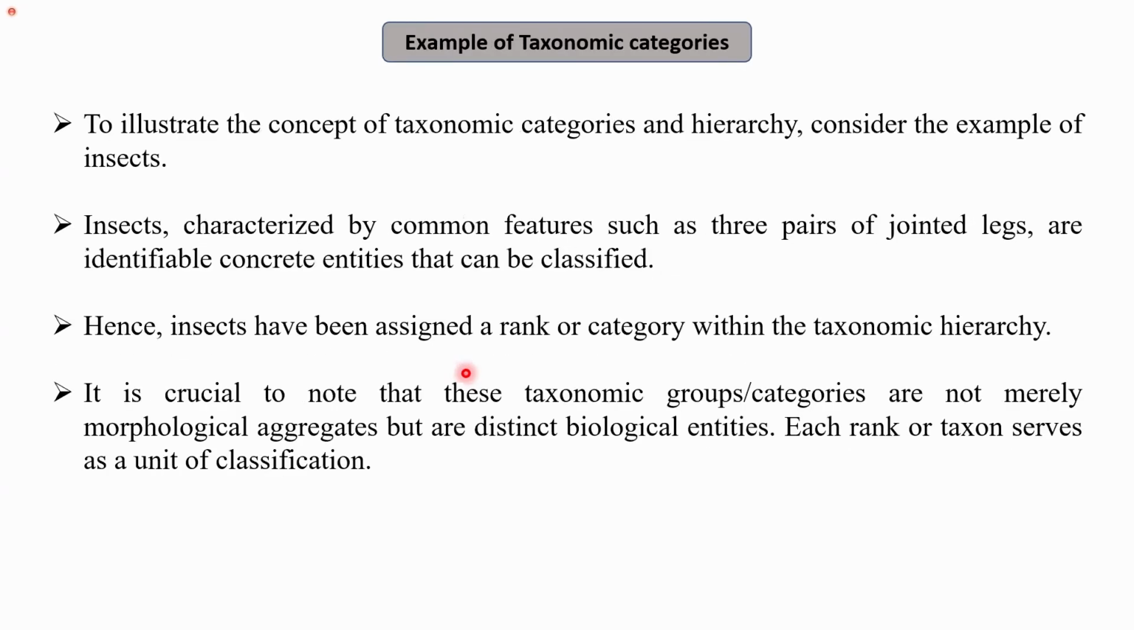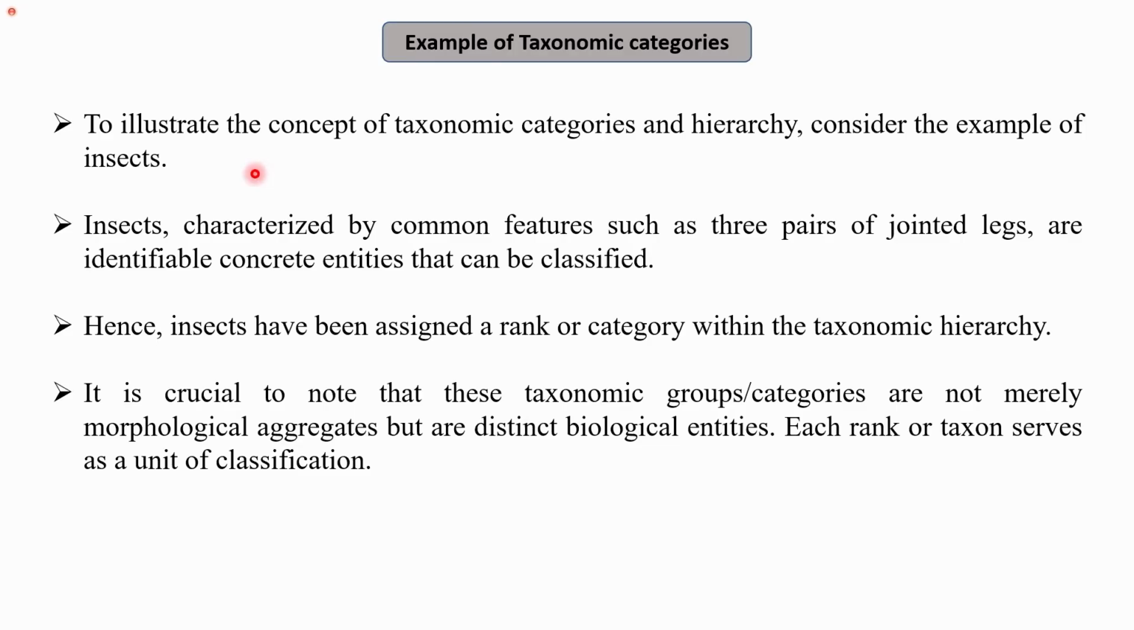So we can understand different taxonomic categories with the help of the following example. To illustrate the concept of taxonomic categories and hierarchy, we can consider the example of insects. Insects are characterized by common features, such as having 3 pairs of jointed legs. They are identifiable concrete entities that can be classified. So that 3 pairs of jointed legs is a particular characteristic of insects. Hence, insects have been assigned a rank or a category within the taxonomic hierarchy.